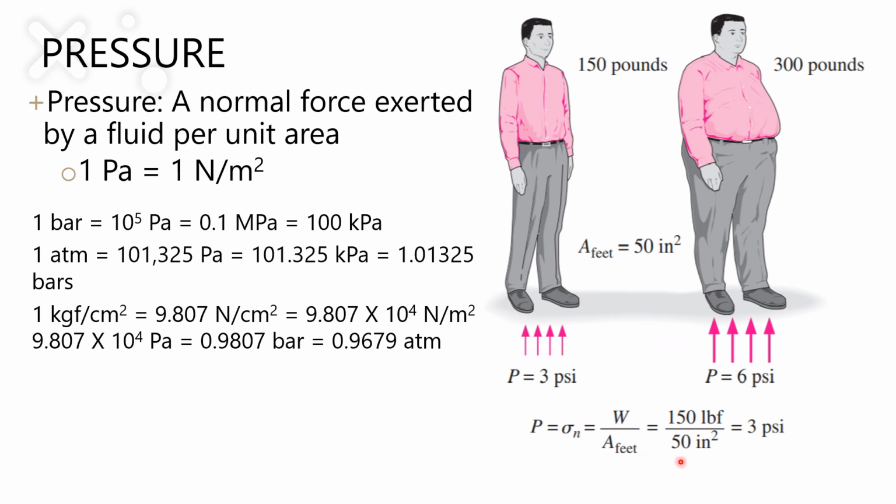As you have seen here, the pressure of the slim person is 3 pounds per square inch, and for the chubby person, the pressure is 6 pounds per square inch. So they have the same area of the feet, but they have different weights. The pressure unit Pascal is too small for most pressures. Therefore, its multiples kilopascal and megapascal are commonly used.